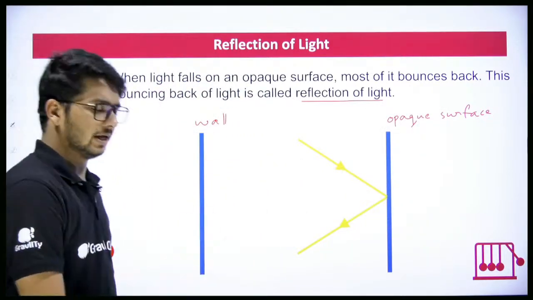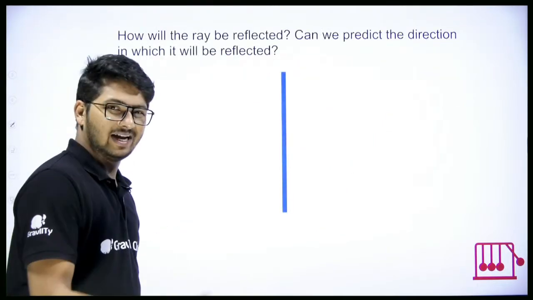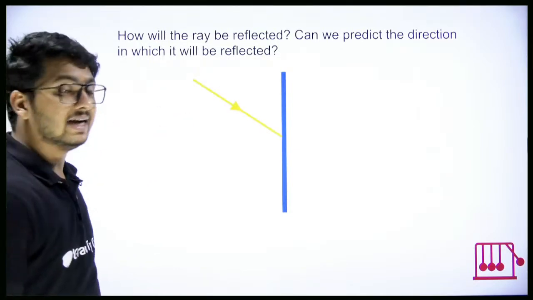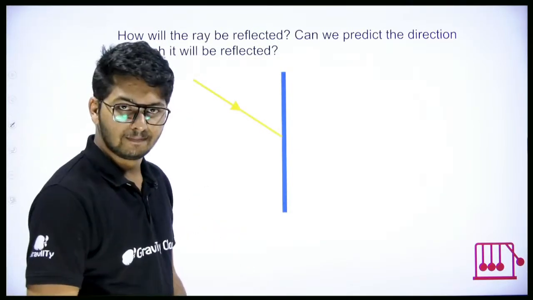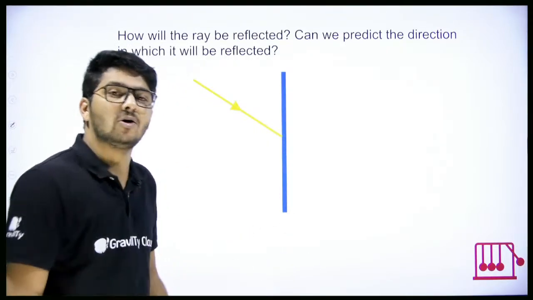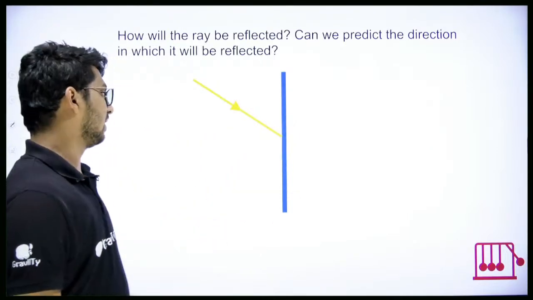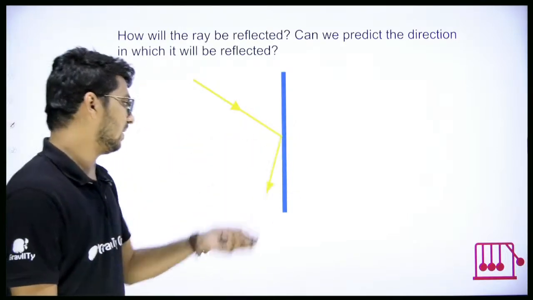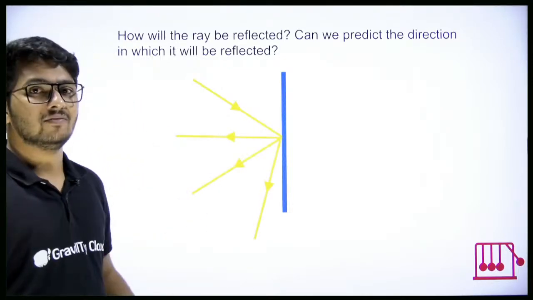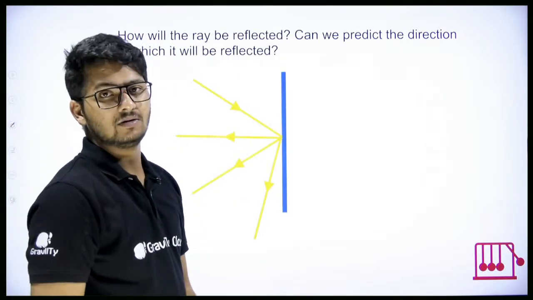Simple enough. Okay. Now, let's say again we'll take an opaque surface. There is a light ray incident or falling on it. Now it bounces back. The question is, in which direction will it bounce back? It can bounce back in this direction, it can bounce back in this direction, it can bounce back in this direction, right? So among these three, which direction will it be, or will it be any other direction?